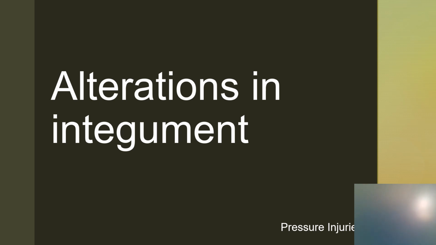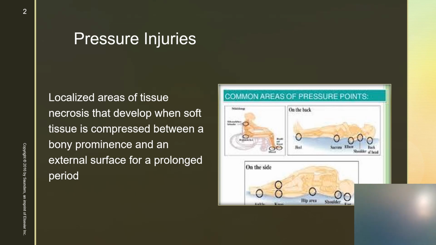Alterations in integument, pressure injuries. Pressure injuries are localized areas of tissue necrosis that develop when soft tissue is compressed between a bony prominence and an external surface for a prolonged period of time. However, that prolonged period of time may not be all that long. It can actually be just an hour or two in some clients.